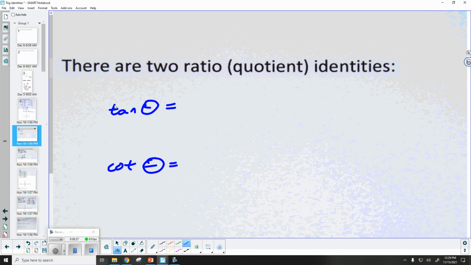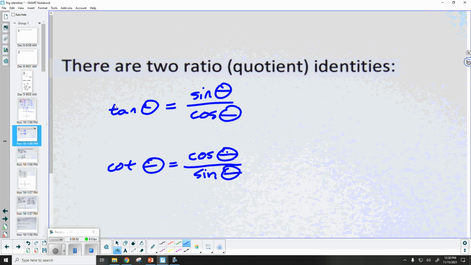So tangent of theta, I can rewrite that as sine of theta over cosine of theta. That's one of my 2 ratio or quotient identities. Now remember, tangent and cotangent are reciprocals, so if tangent equals sine over cosine, what's cotangent equal? It's going to equal cosine over sine. Perfect. Okay, and there are my 2 identities.